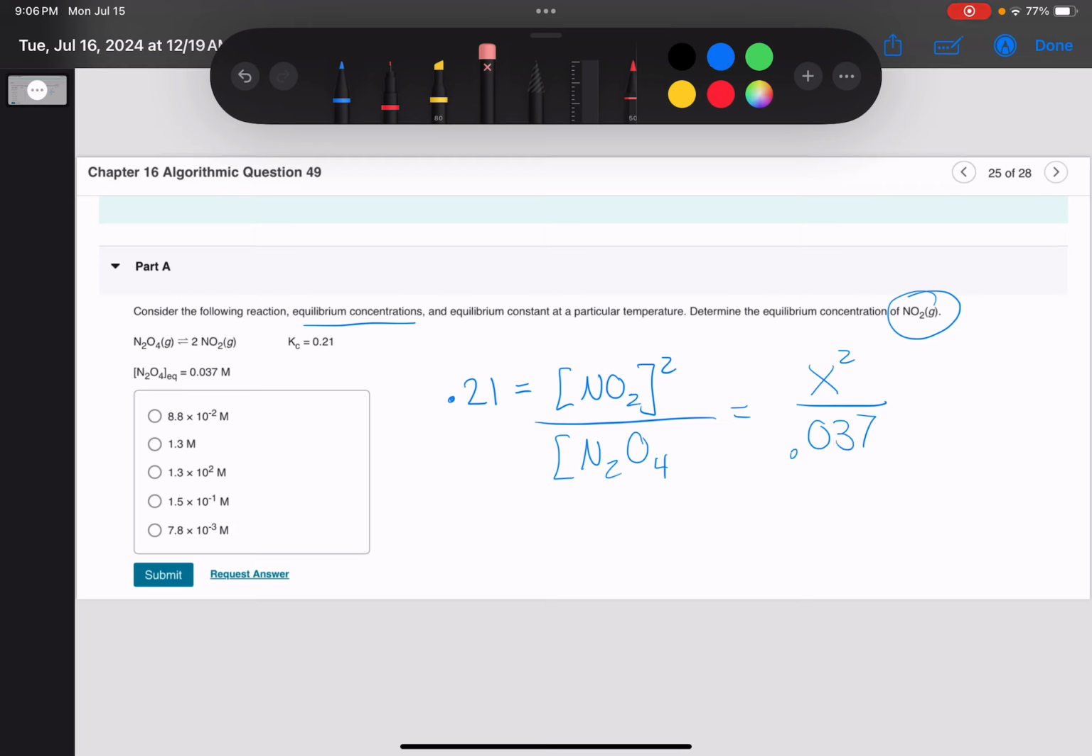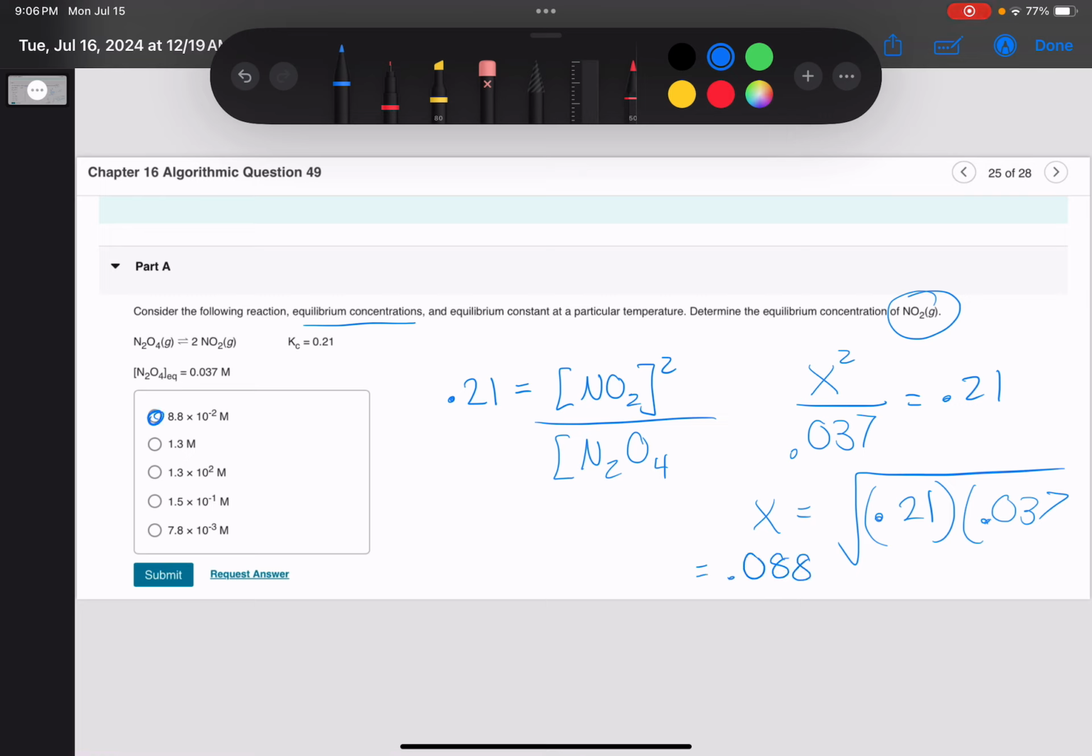And this is all equal to 0.21. Okay, so X is going to be equal to the square root of 0.21 times 0.037. So that should be just that straightforward. It's possible that the question just came up from, I don't know, not squaring it in the expression or something like that. So this comes out to be 0.088. So in scientific notation, that's 8.8 times 10 to the negative second.